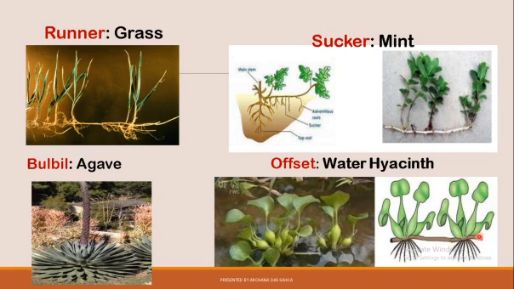Again the lower portion will start growing, an offshoot will arise, and it will go on propagating in this manner. So these are the different types of vegetative propagation which we commonly see around us.